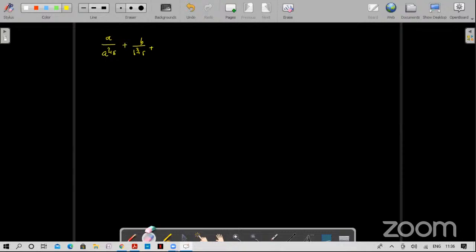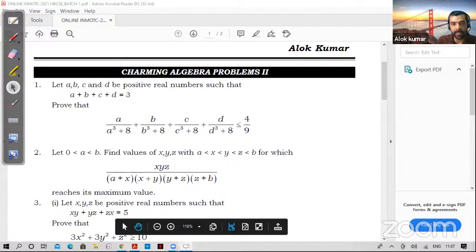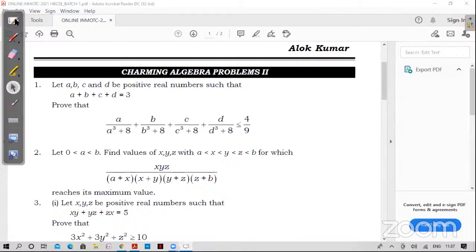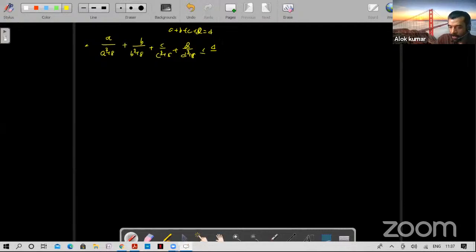So a over a cube plus 8, otherwise it will waste our time going over those things. b over b cube plus 8. I'm writing the question, I have to write. So see, a, b, c, d are positive real numbers, and a plus b plus c plus d equals 4. a over a cube plus 8, b over b cube plus 8, c over c cube plus 8, and d over d cube plus 8 is less than or equal to, let me check what it was. So you can see it here. It is less than or equal to 4 over 9. The 4 is the small typo, so you can make it 4. Less than or equal to 4 over 9.